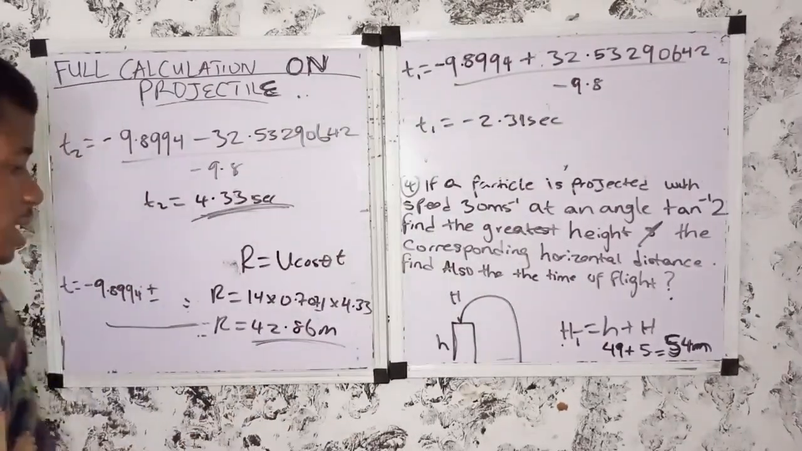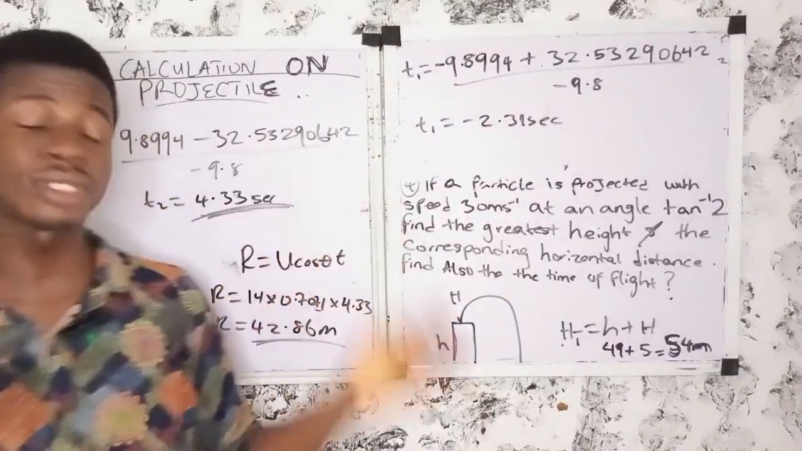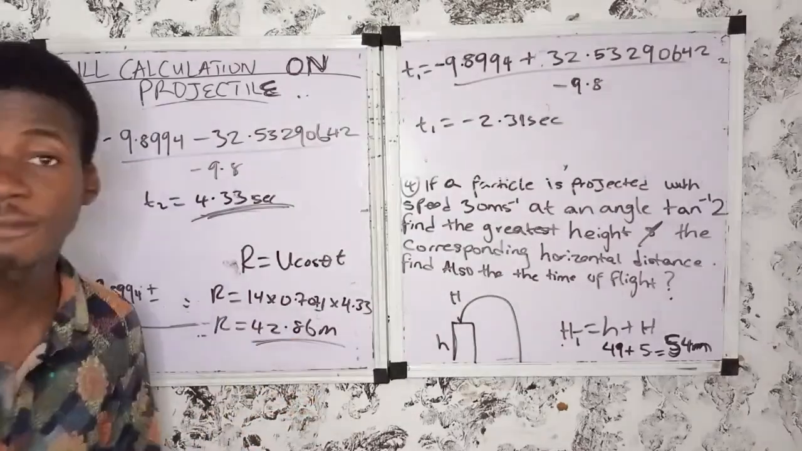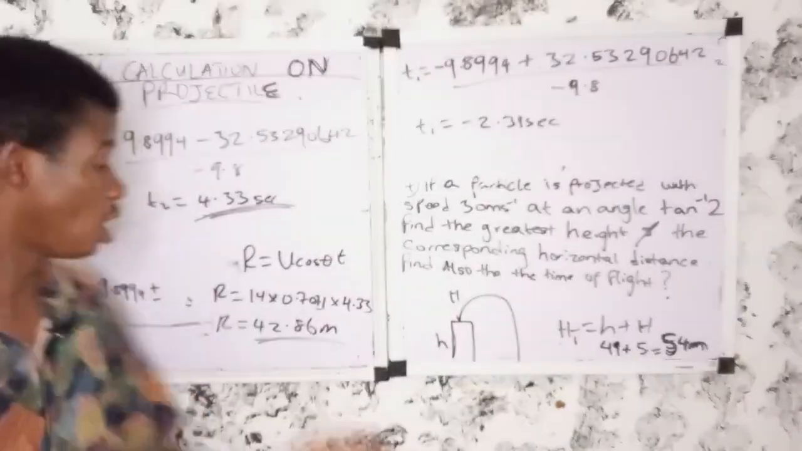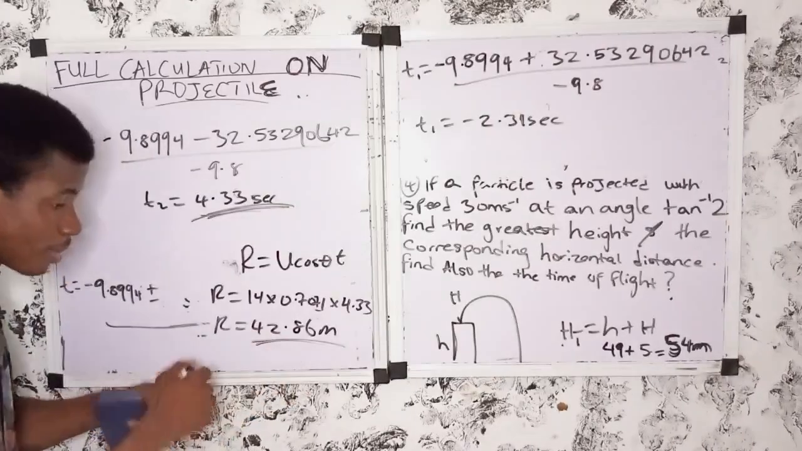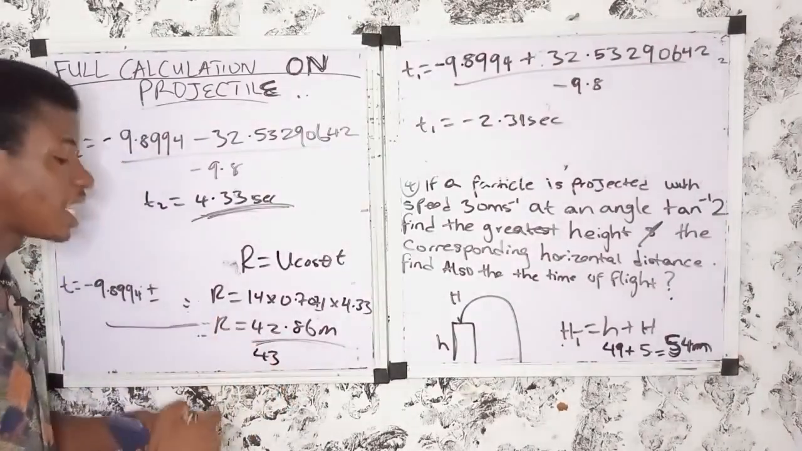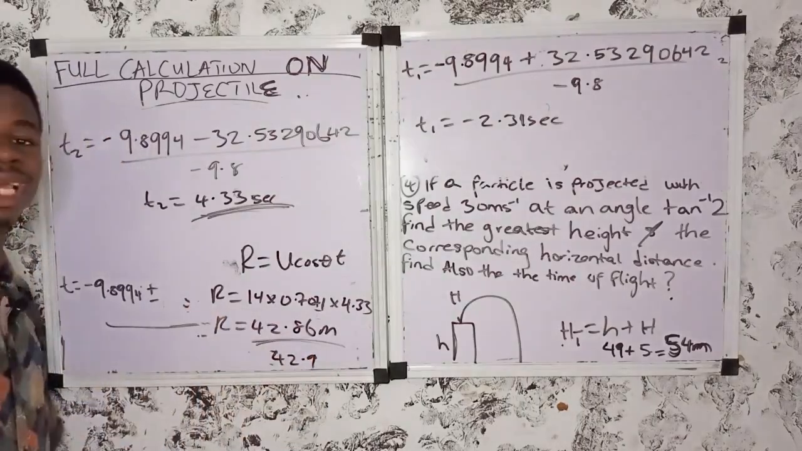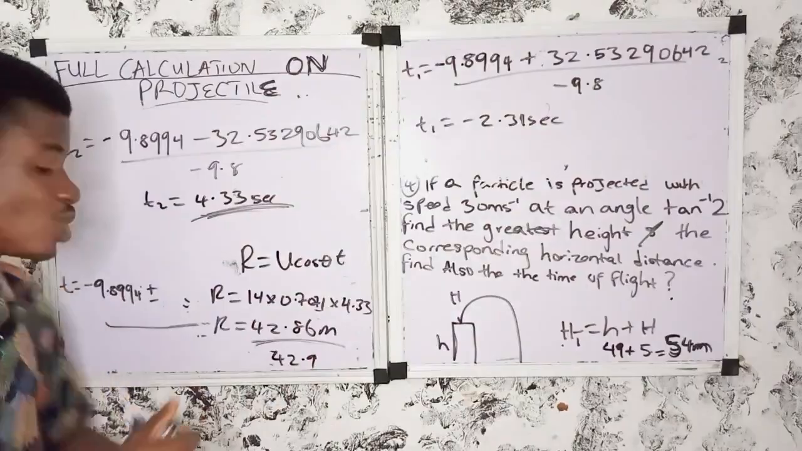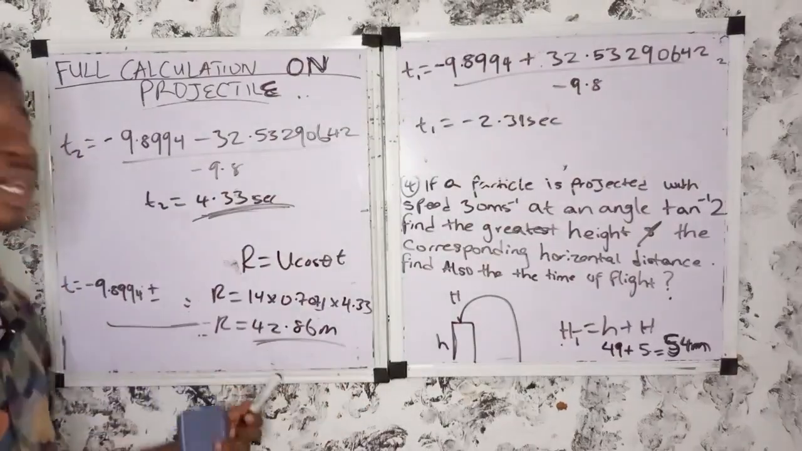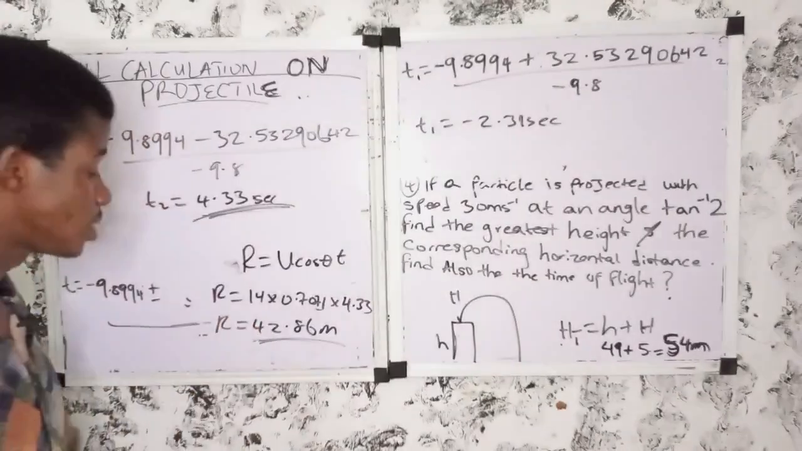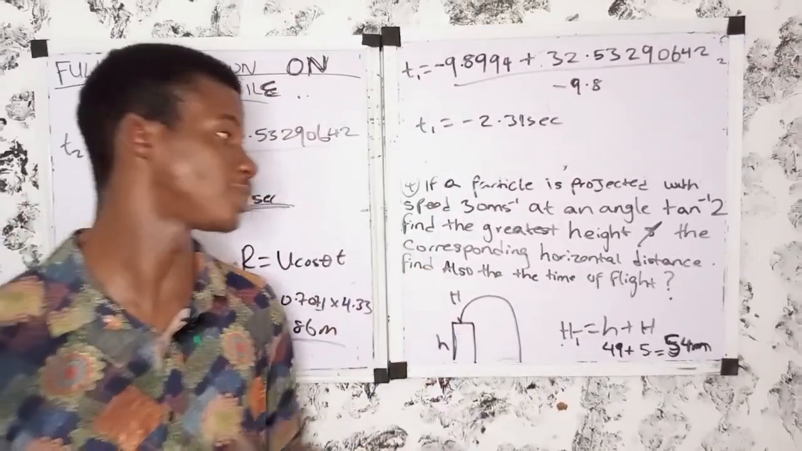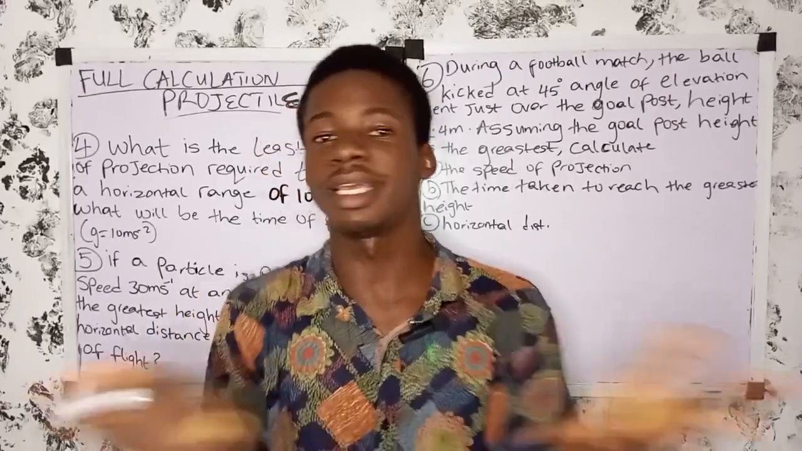42.86 meter, while our total height is 54 meter. If you approximate, it can be 43 meter. We can also approximate to 42.9, which is the same thing as 43. So in all cases, we are correct. So this is the range, and this is the height. Okay, so let's continue with the remaining questions.